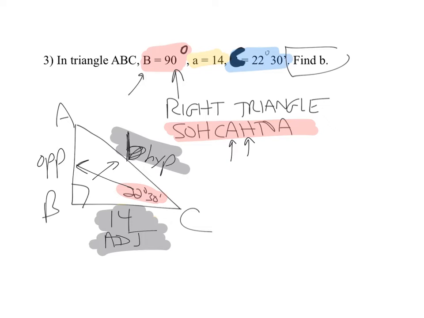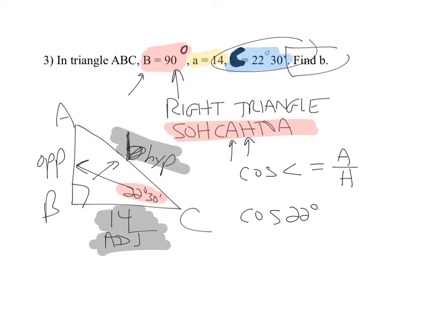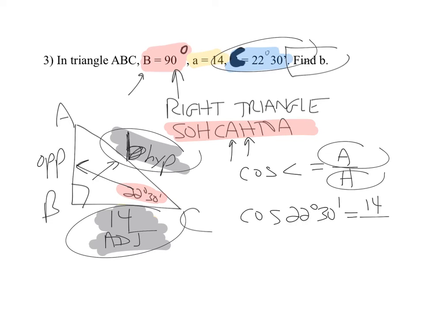So here we're going to be using cosine. The cosine of an angle equals the adjacent over the hypotenuse. So I'm going to plug in the cosine of the angle. Well, here the angle is 22 degrees and 30 minutes. That equals the adjacent 14 over the hypotenuse, which is what I'm solving for, B. So step 1, label the picture. Step 2, identify the active sides. Step 3, try to figure out if it's sine, cosine, or tangent. Step 4 is to plug in, and now step 5 is going to be to solve.